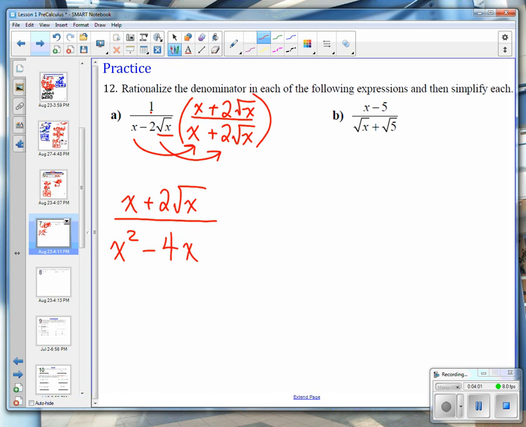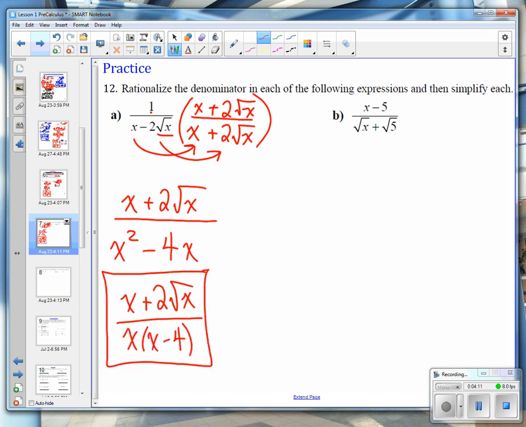I could factor the denominator if I really wanted to. I could also say x plus 2 root x over x times x minus 4. And again, I'm just making sure that you guys know different forms of the same thing. That'll help you choose the right answer on your assignment.